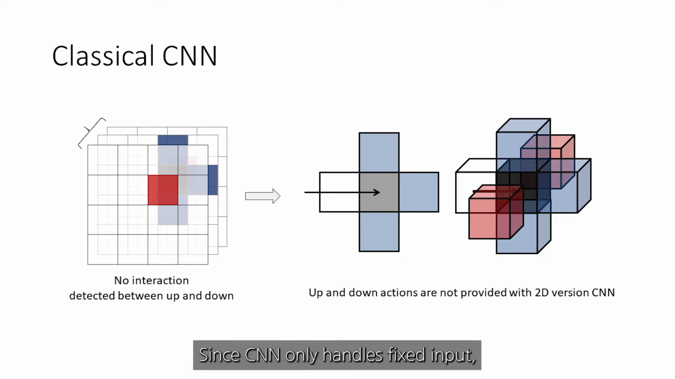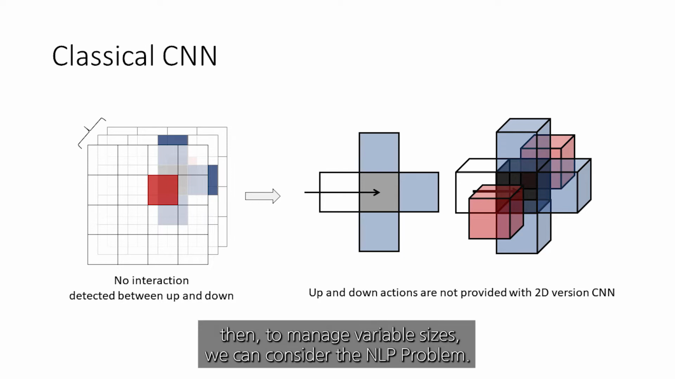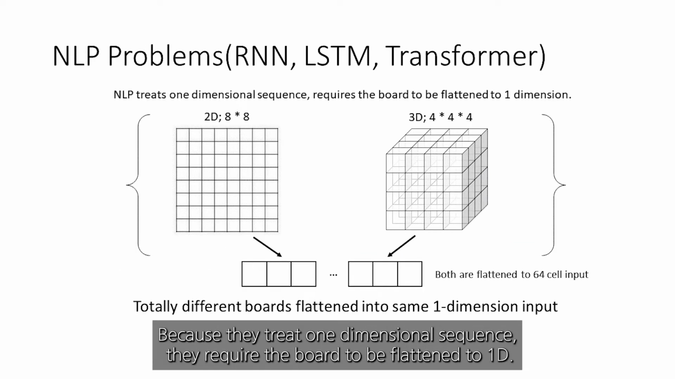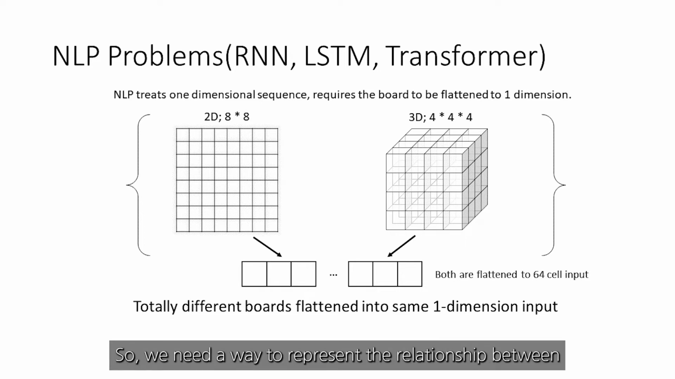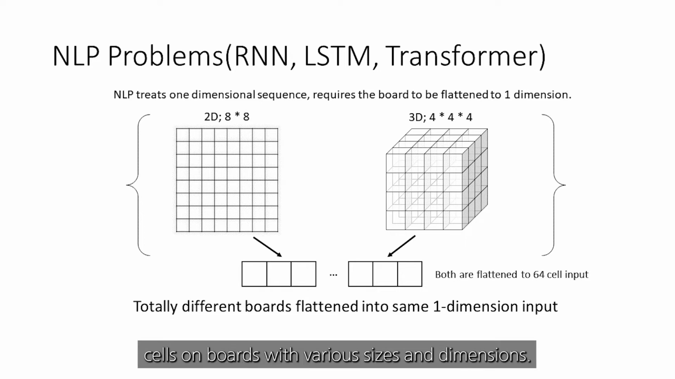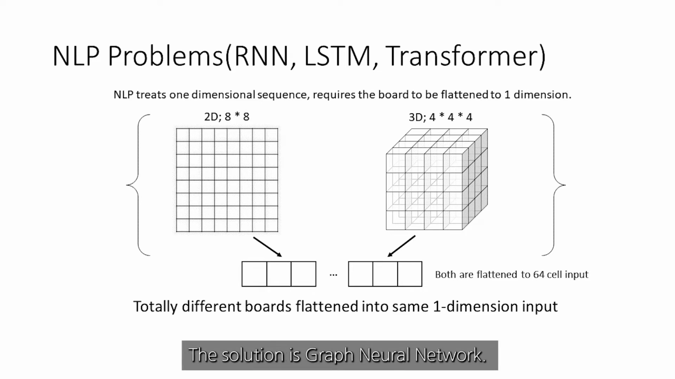Since a CNN only handles fixed input, to manage variable sizes we can consider NLP methods. Because they treat one-dimensional sequences, they require the board to be flattened to one dimension. Then they will not distinguish some totally different boards which flatten to the same number of cells. So we need a way to represent the relationship between cells on boards with various sizes and dimensions. The solution is a graph neural network.